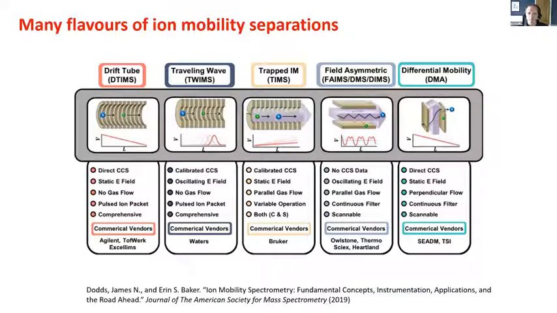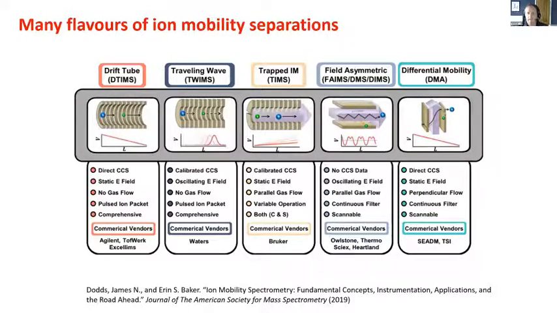Up next then will be traveling wave, which is similar, except that the idea is that the ions are being bumped along by a traveling wave voltage, which is moving through the cell. And then in the middle is TIMS. So this is the one, trapped ion mobility, which I'm going to be going into more detail on the next slides. And then on the right, you have field asymmetric or differential mobility separations. And I think these can be thought of as essentially more like filtering methods.